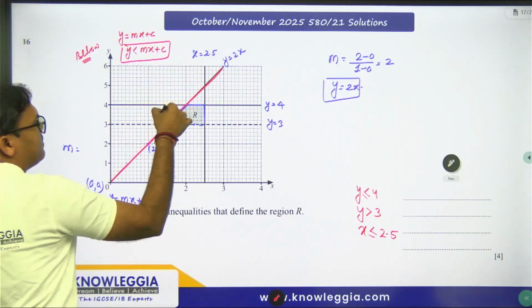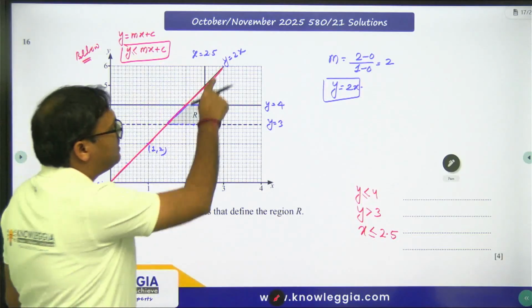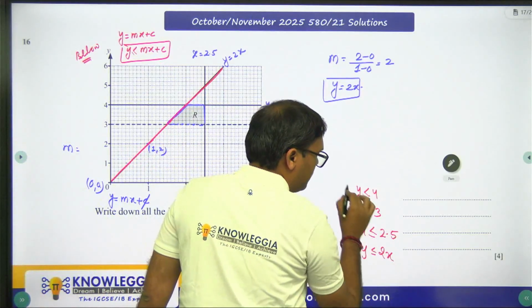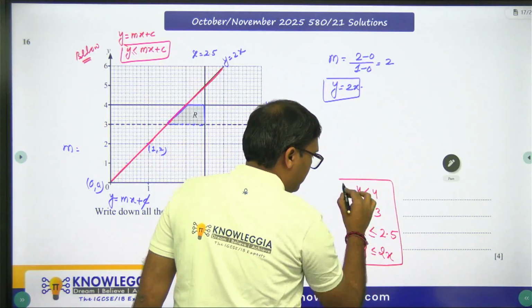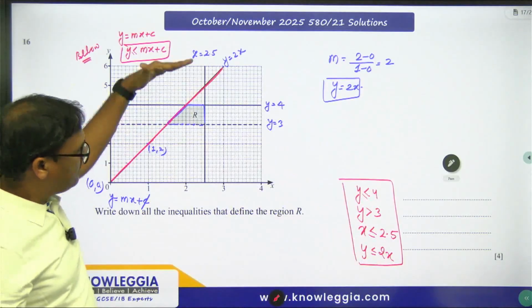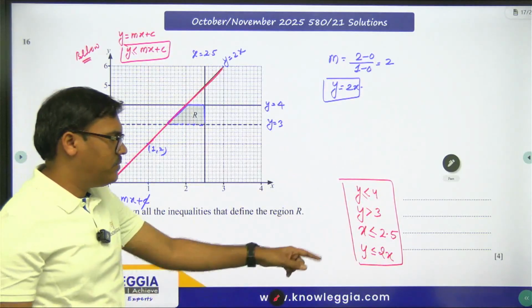Okay. Now, if there is a solid line, we will put an equal to sign. So what is this? This is y is less than or equal to x. These are the four inequalities which can define this region. This is below this line. This is y is less than mx plus c. Okay, so I hope this is clear.